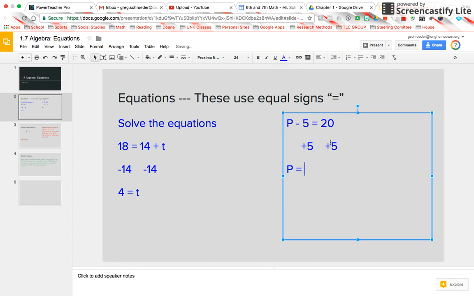On the other side, so that I could keep them even, if I had 20 plus 5, that's going to equal 25. If I plug 25 back in for p up here at the top, p minus 5 equals 20. Yes, that works. I've checked it. Things are good.